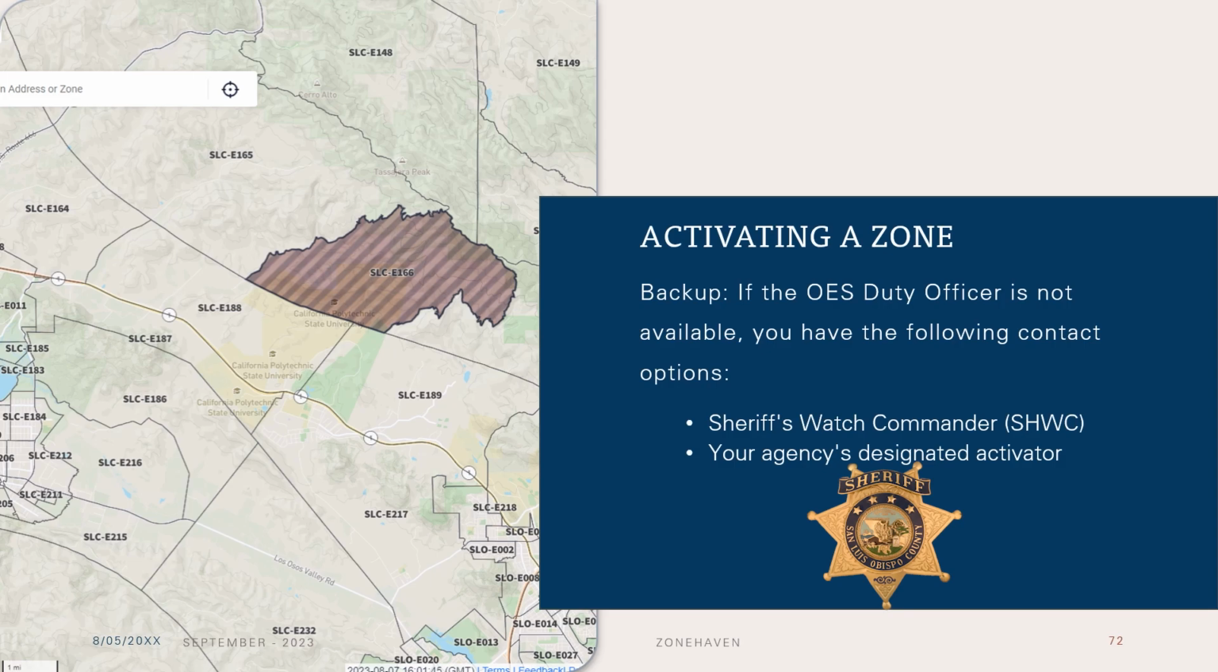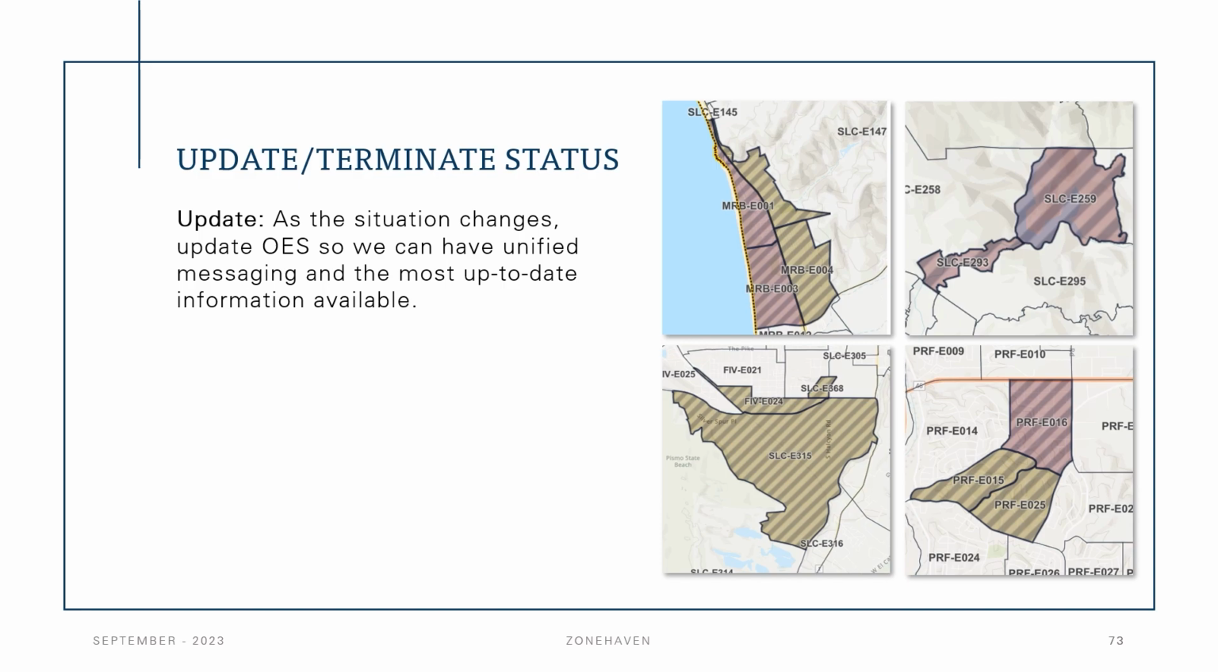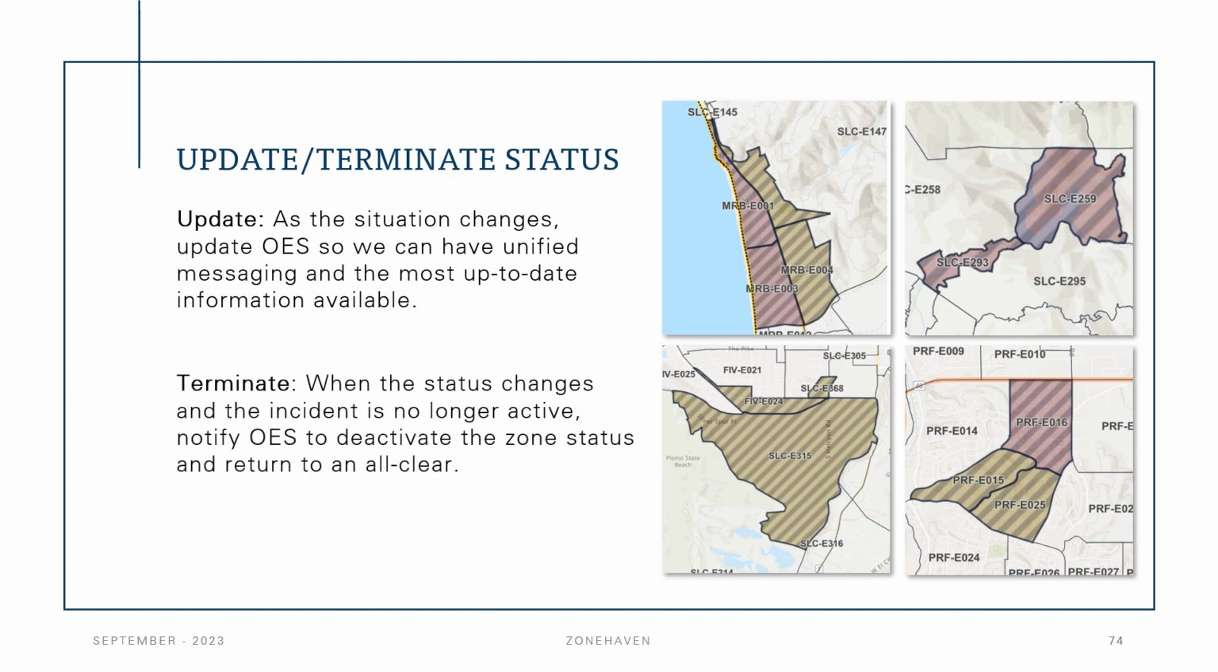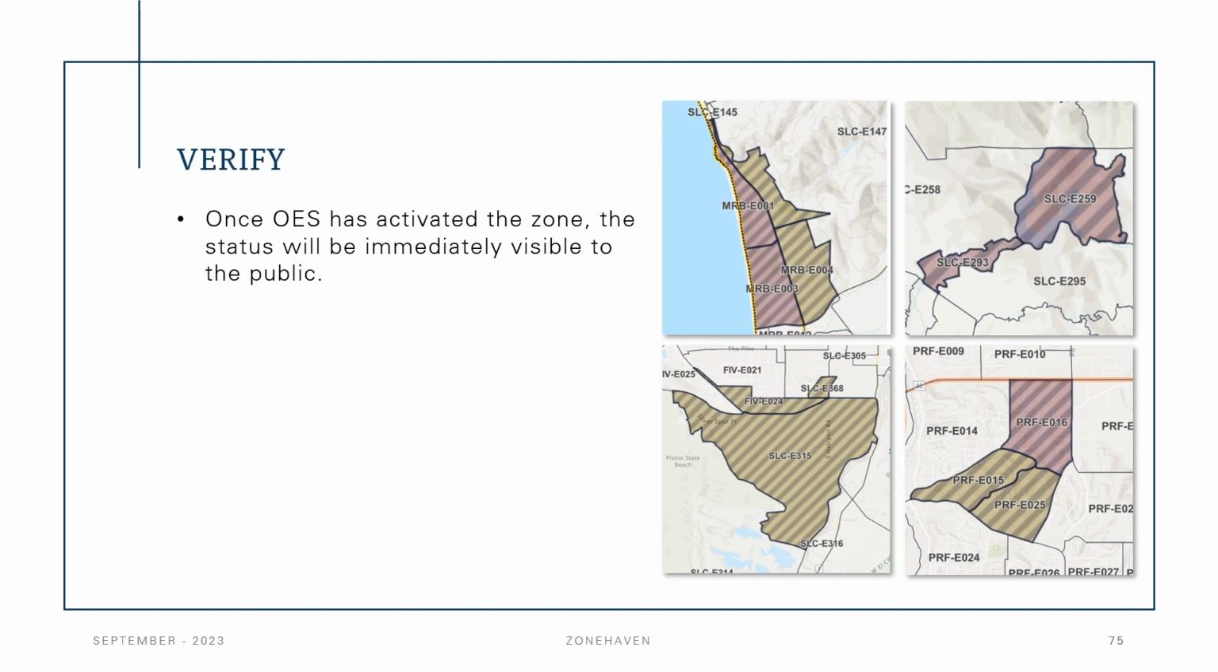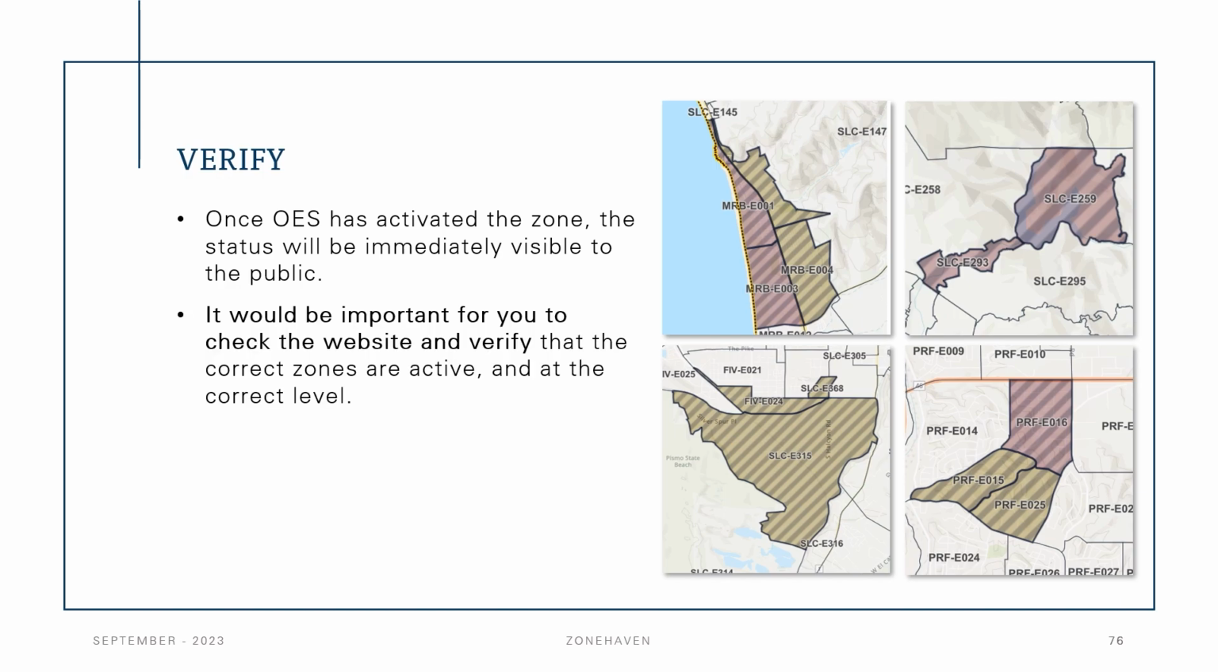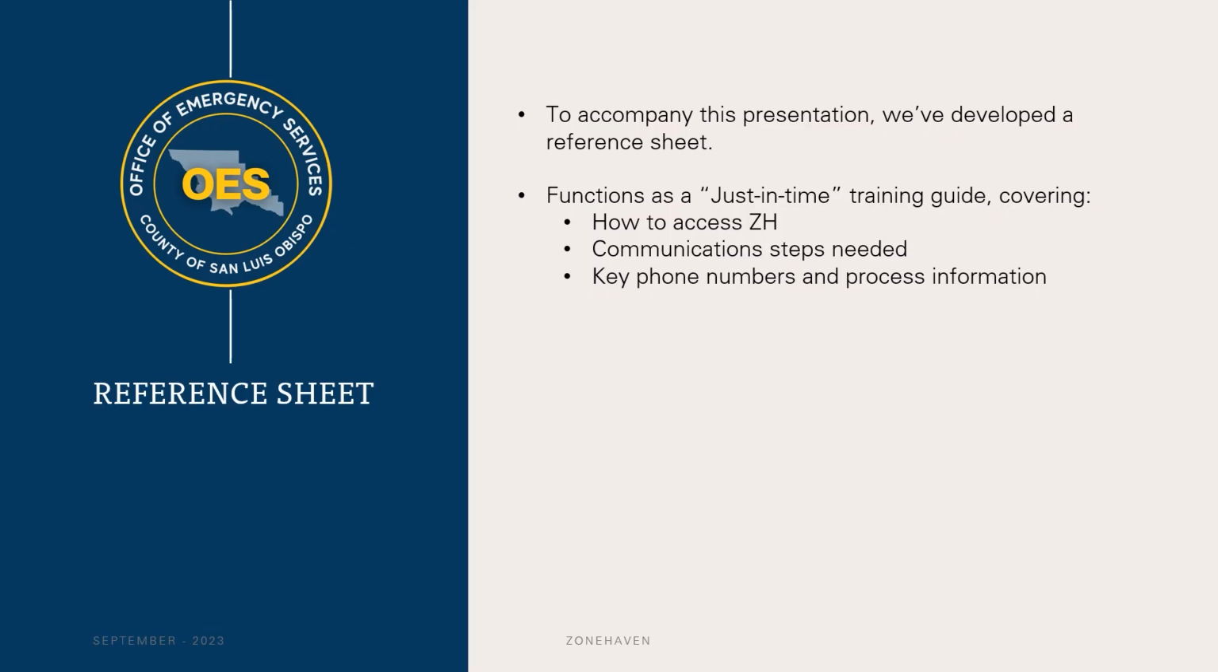You can go directly to the Sheriff's Watch Commander or your agency's designated activator. As the situation changes, you can update OES so that we can have a unified message and the most up-to-date information available to the public. When the status changes and the incident is no longer active, notify the OES duty officer to deactivate the zone status and return to an all-clear status. Once OES has activated the zone, the status will be immediately visible to the public. It would be important for you to check the website and verify that the zones that are activated are correct.